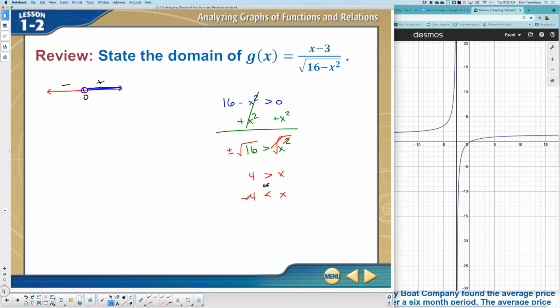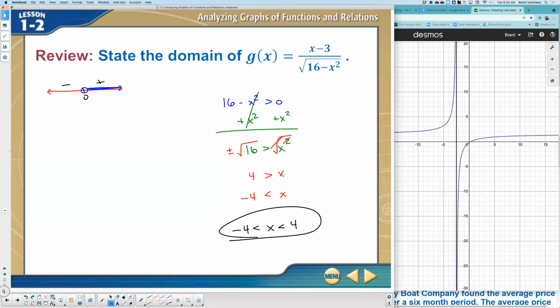Question. Is 3 greater than negative 4? Or is negative 4 less than 3? Yes. Okay, so if it's true in both cases, you don't need the word or. What you do is you put them together. Write the smallest one first. So negative 4 is less than x, which happens to be less than positive 4. And we get to combine this together as one inequality. So that's how you determine if you use the word or not.